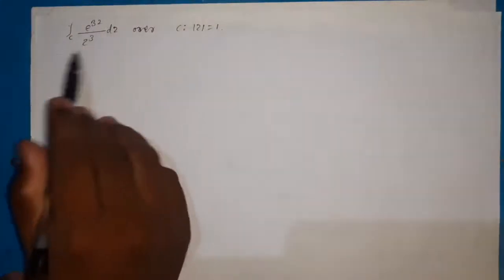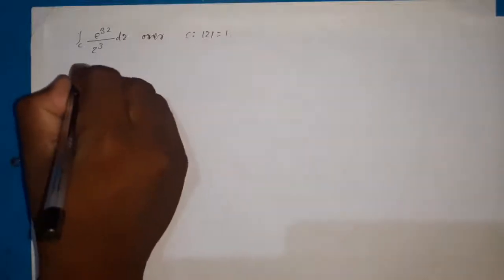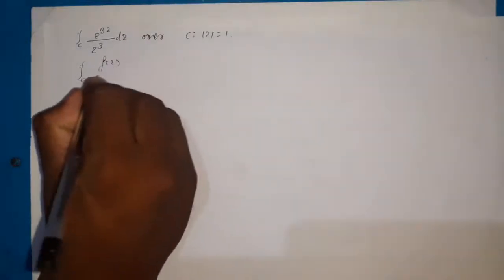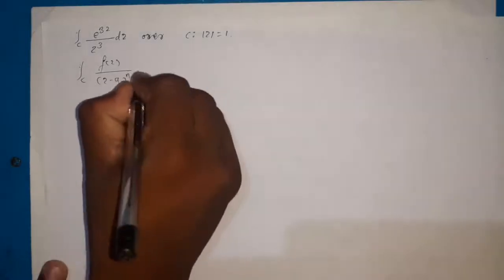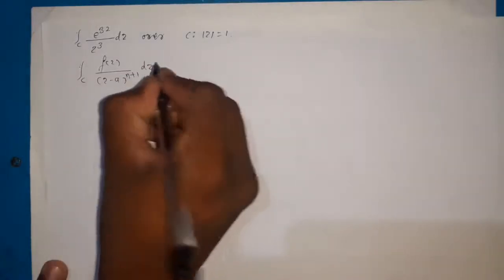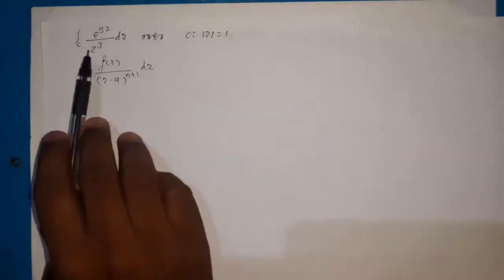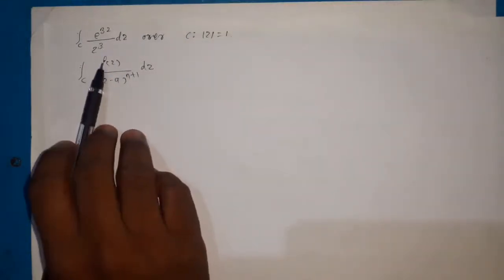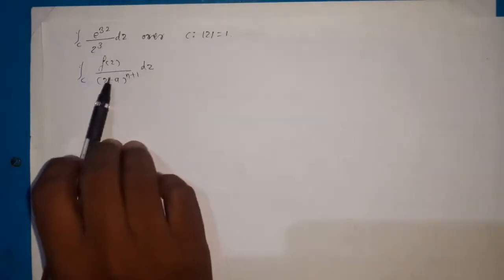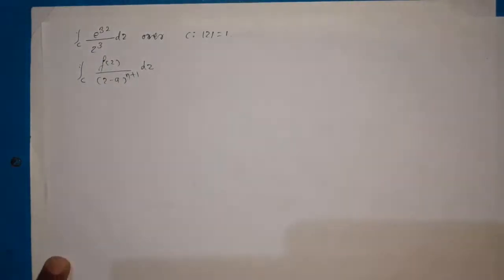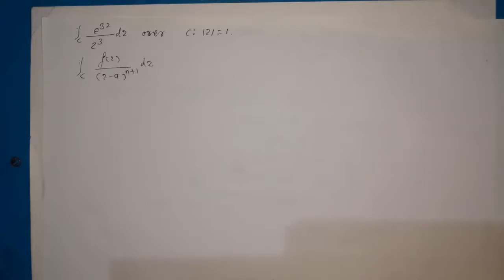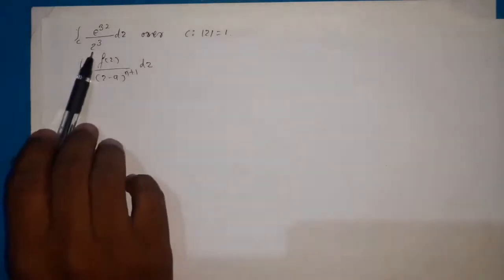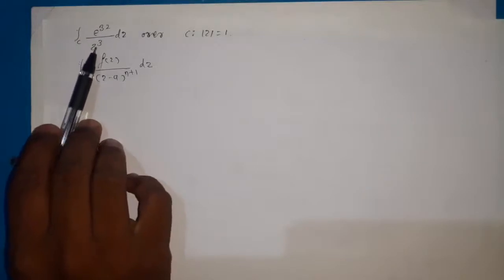So here this integral is of the form integration over c f of z divided by z minus a whole power n plus 1 into dz, because here the power of z is more than 1. Whenever the power of z is more than 1, we are going to use the Cauchy's integral formula for derivatives. If the power of z is 1, then only we use the Cauchy's integral formula. So here it is z cube, and this can be written as z minus 0 whole cube, right?